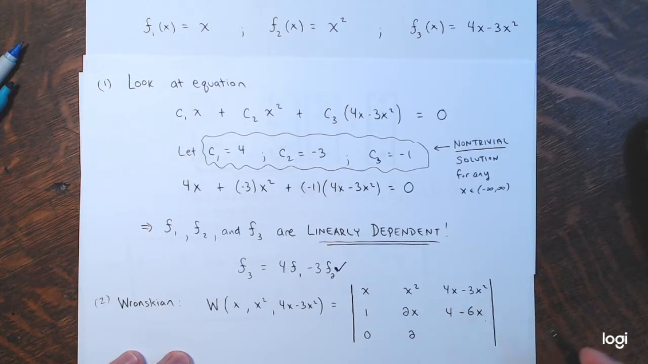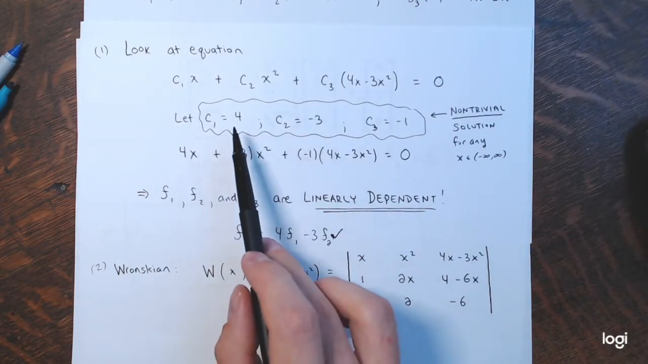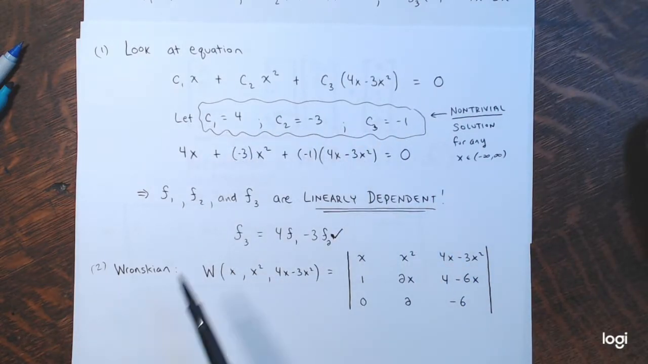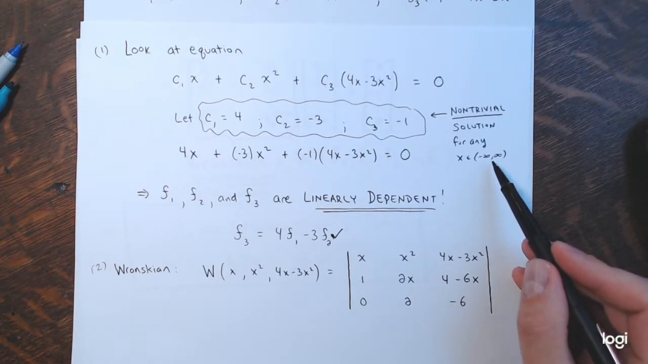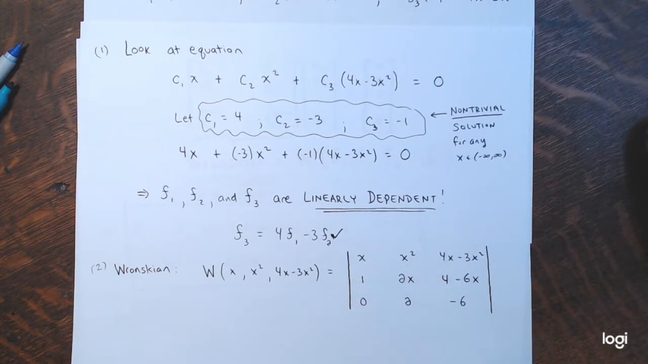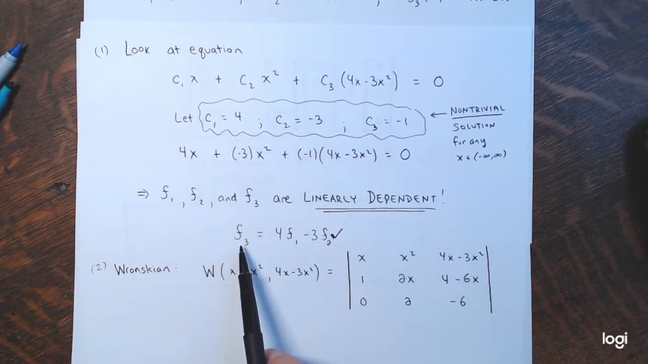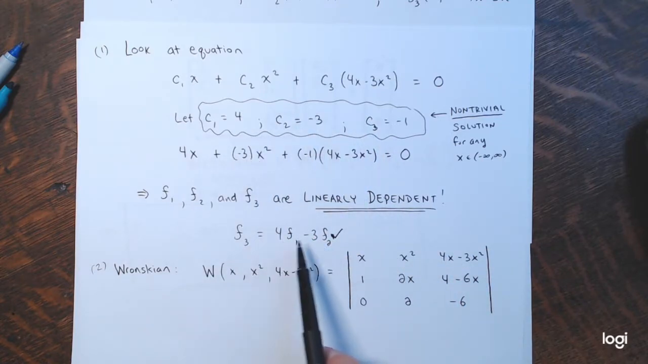Okay. And then, based on my previous line, you could take the determinant with x's the way it looks right now, or you could plug in any value from this interval that all these functions are defined on and see if the determinant is 0 or not. Now, I told you earlier, this f3 is equal to 4f1 minus 3f2 no matter what x is.